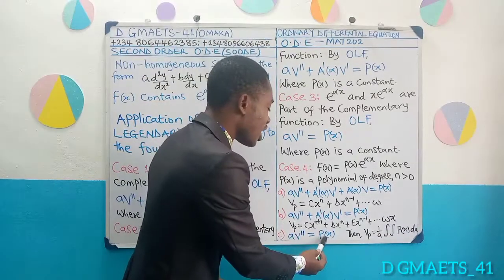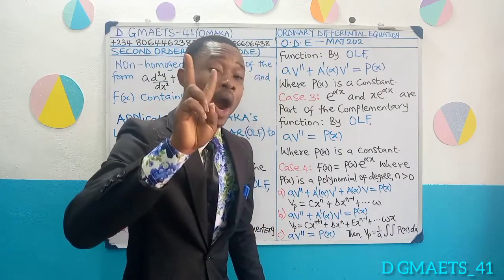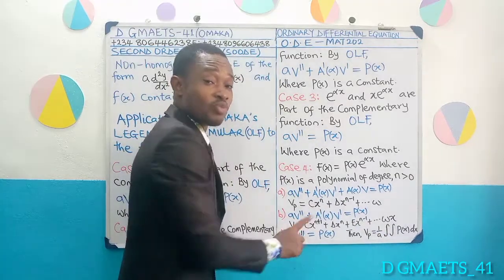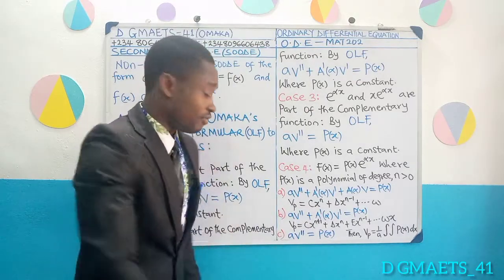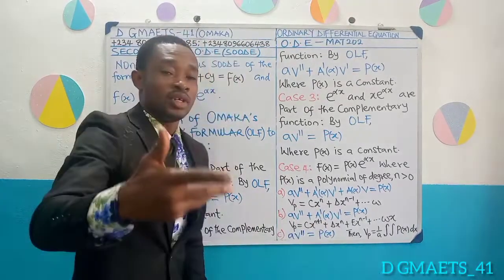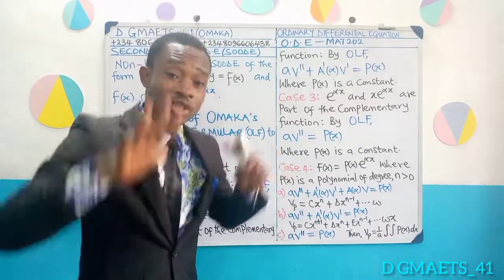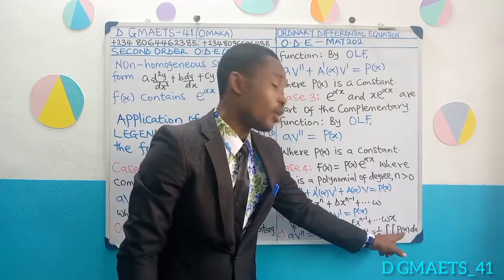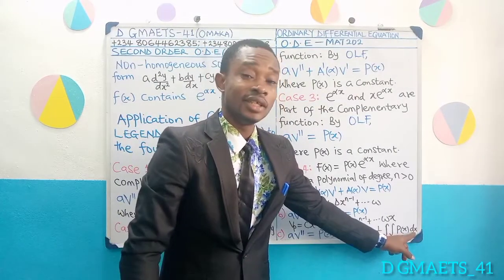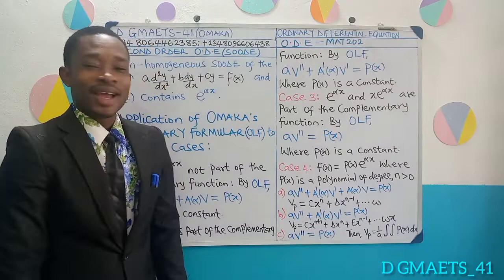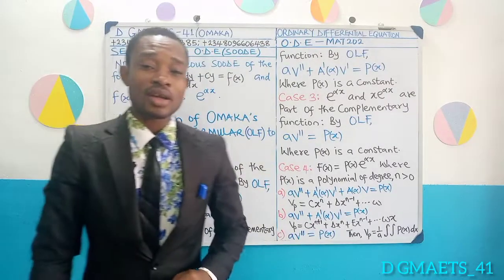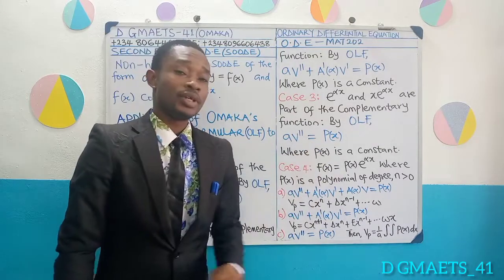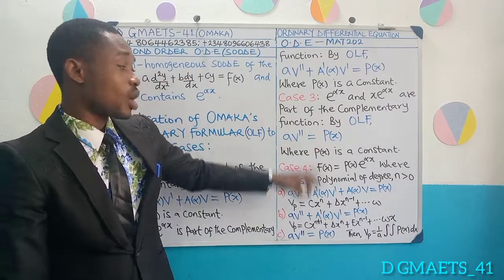Then you take the integral of this polynomial twice. You know, the first integral will reduce this v prime prime to first derivative. Then the second integral will now reduce that first derivative to the function vp itself. That's why I have double integral of p of x dx. And that is all about the Omaka's legendary formula. Take note, the same thing applies here. You need to integrate to get a result in this case as well too.